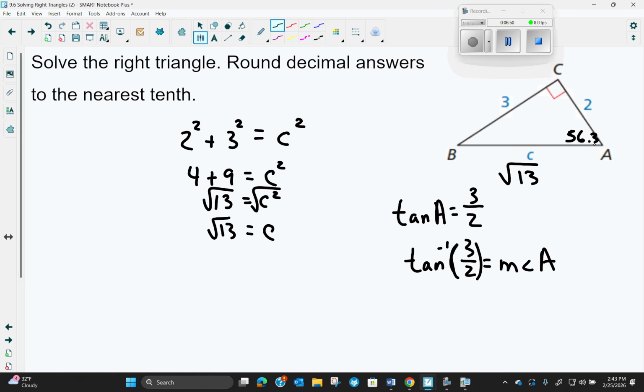And I can use that to find B because B and A are complementary. So this is 90 minus 56.3, or 33.7.